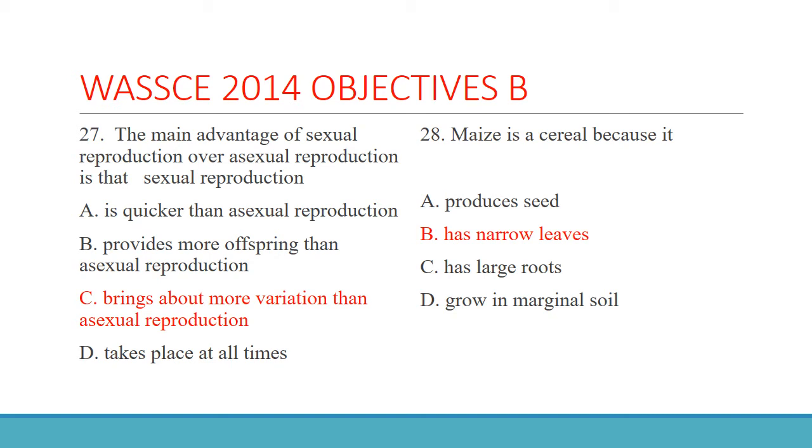But if it involves two individuals, one will bring his or her character, another will bring another character. Then they combine that together, and they give a different variety. So in effect, sexual reproduction has the advantage of bringing about variation, or giving you characters which are desirable traits as compared to asexual reproduction.